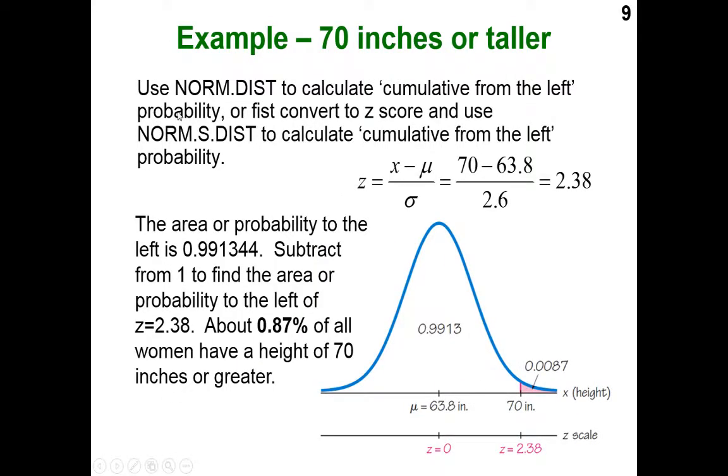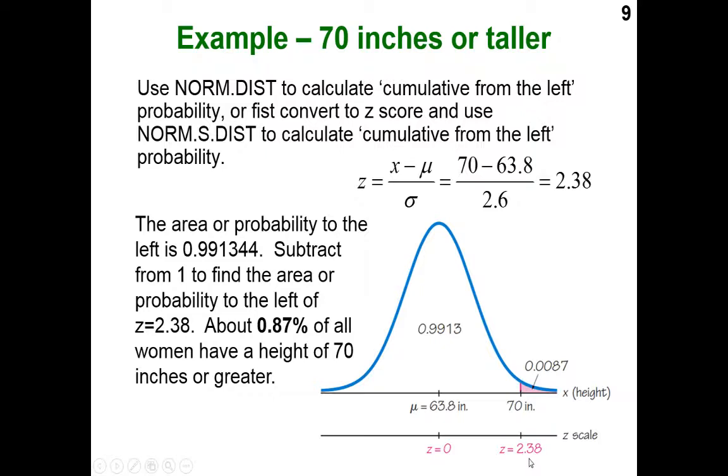If we use norm.dist, we would just plug in those values: 70, 63.8, and the standard deviation. But instead you can also use this formula here to convert it over to z-score. So 70 minus 63.8, that's the particular value of x minus the mean, divided by the standard deviation. So a height of 70 inches corresponds to a z-score of 2.38 on the standard normal distribution.